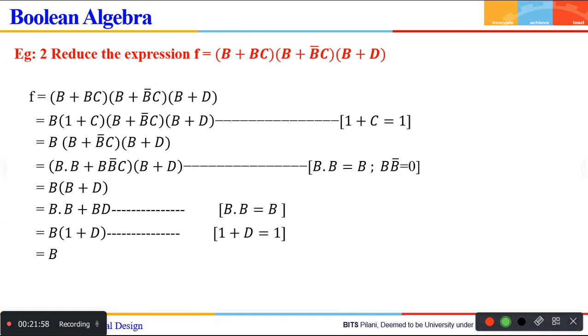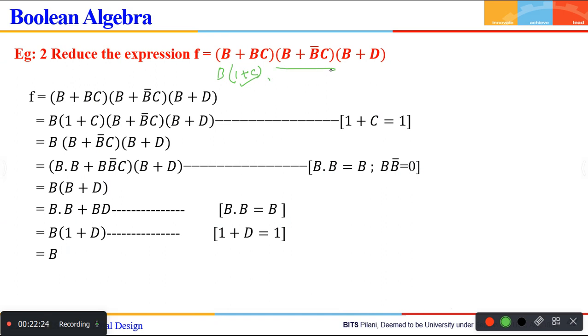See, reduce this, right? It's simple algebraic simplification. So multiply b. You can take b outside from here, and when you take b outside, you will have 1 plus c. What is 1 plus c? It is 1, so the result is b only, right? So then similarly b plus b bar c.